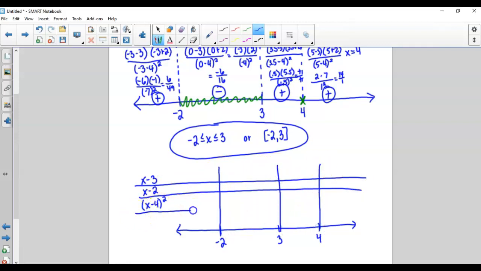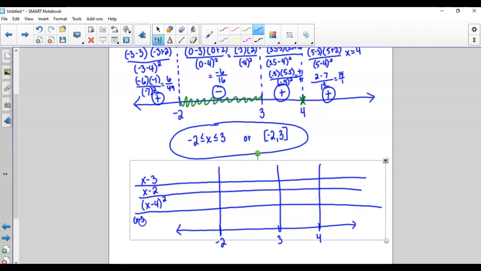In the bottom of this chart, I'm going to write (x minus 3)(x minus 2) all over (x minus 4) squared. Because we've got this broken down to where everything is multiplied or divided, we know if we multiply negative times negative, we get positive. If we multiply negative times negative times negative, we would get a negative. If we do negative times negative times negative times negative, we would get a positive.